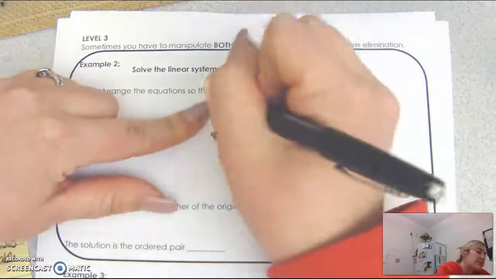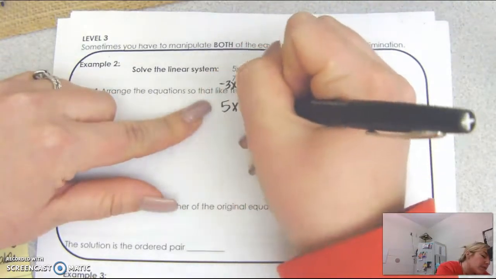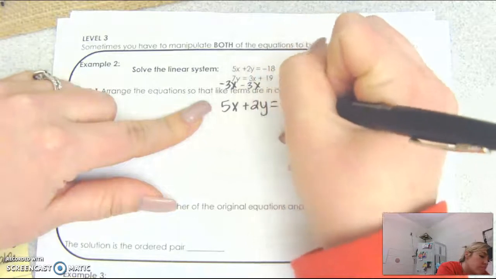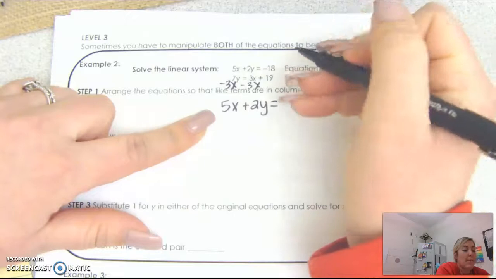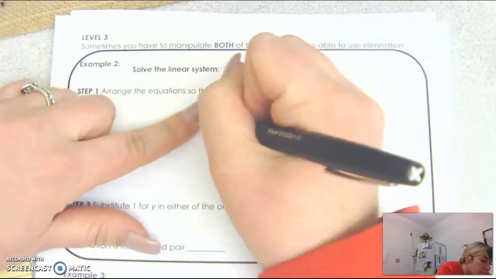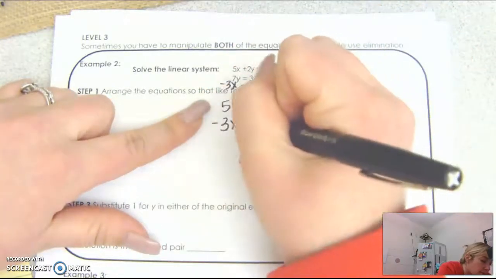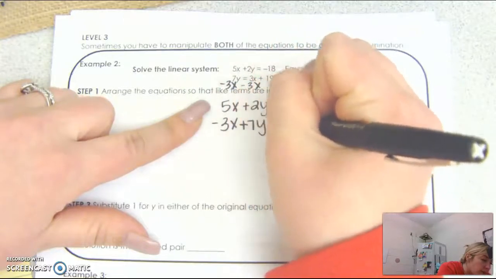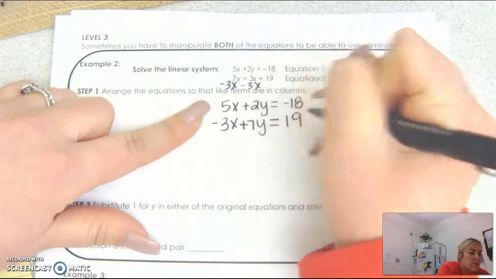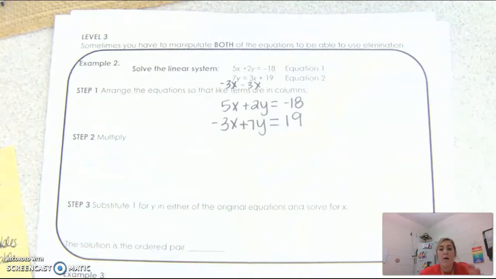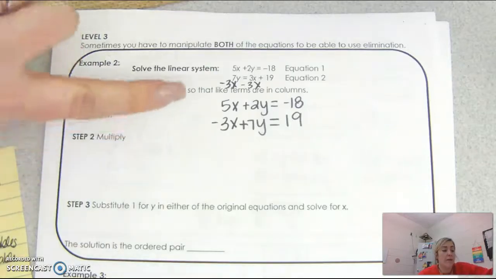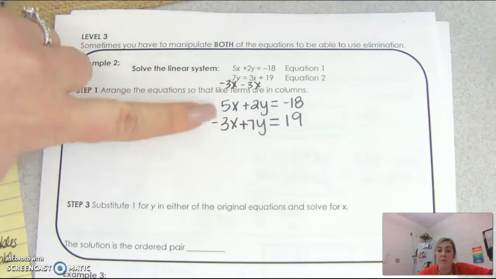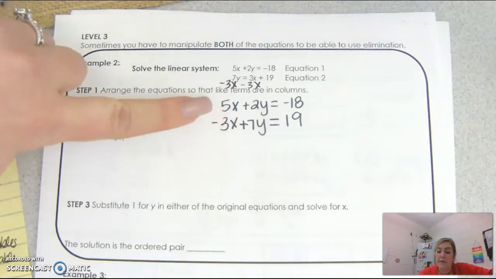I always like them stacked, so I'm going to rewrite the top equation. And then rewrite the bottom. So I want my x's and y's to line up. So I have negative 3x plus 7y equals 19. So my x's and y's are lined up. All of them are on the same side of the equal sign. So we're good. If you notice, there's nothing that I can multiply just one of these equations by in order to get them to cancel.